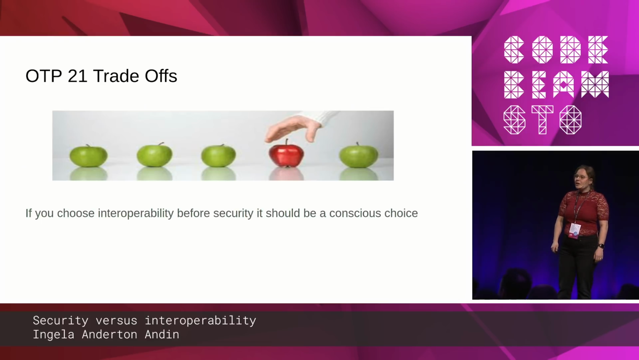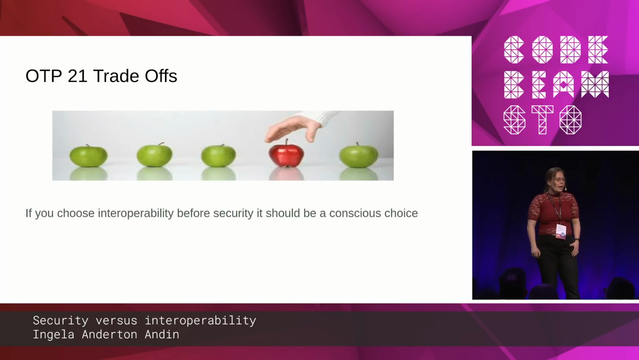And starting with OTP 21, we want to make these interoperability issues a conscious choice of our user. So that's why we removed a lot of default values. And actually, one of the most common error reports on OTP 21 turned out to be interoperability issues with servers that want to use RSA key exchange algorithms.